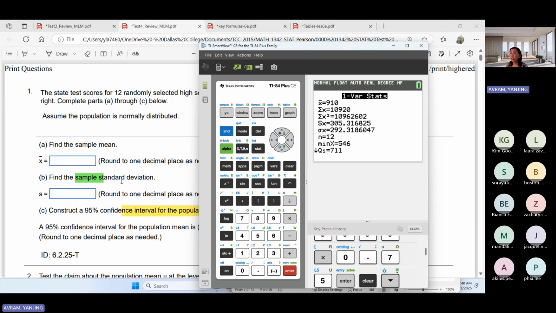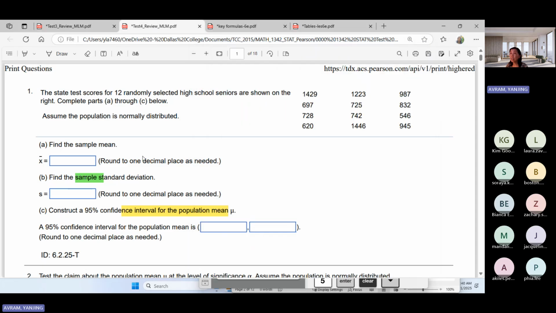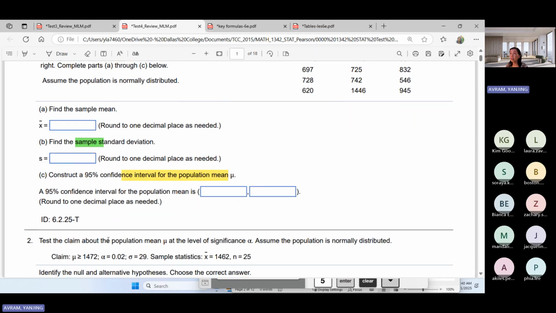This one, you want to find a sample standard deviation. So Sx is the sample standard deviation. Sigma x is the population standard deviation. Since this one is telling you it is a sample, you're going to use Sx, 305.3. And here is the critical part, very important.